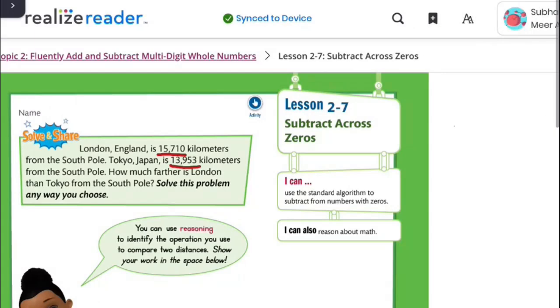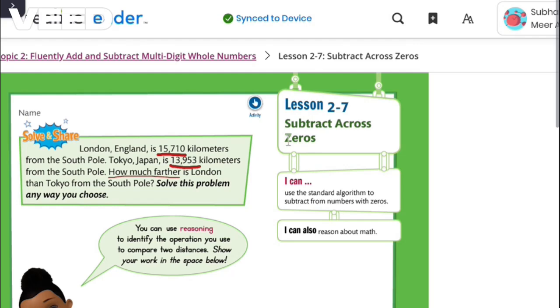When we see that phrase, go ahead and underline that. When we see that phrase, how much farther, it means we're using subtraction. Whenever we hear how much bigger or how much farther, it indicates that we need to use subtraction to find the difference between the two numbers. So let's go ahead and do that.